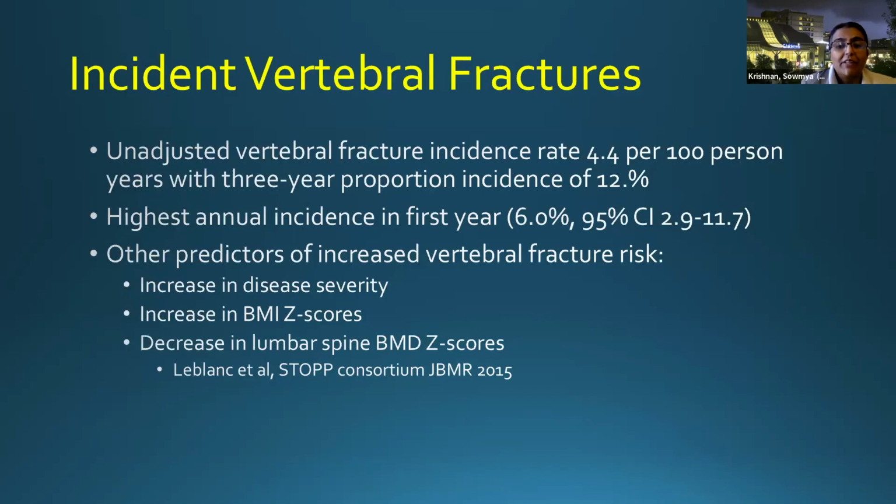So, a very nice trial, this top trial, which is steroid-induced osteoporosis in the pediatric population, a consortium from the Canada group. They followed children with rheumatic diseases over a period of 3 years who have been on systemic steroids. What they found was that the unadjusted vertebral fracture incidence in this population was around 4.4 per 100 years, with a 3-year proportion of 12%. The highest incidence of vertebral fracture happens in the first year, and that's around 6%.